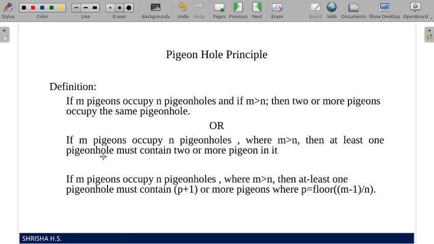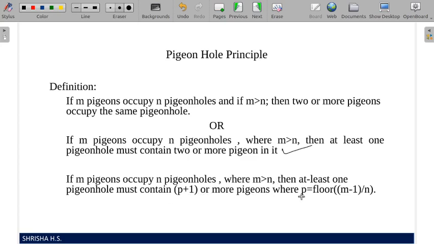Read this definition: if m pigeons occupy n pigeonholes where m is greater than n, then at least one pigeonhole must contain 2 or more pigeons. These two are the same, just a different presentation. Now we'll see it in a more mathematical way. If m pigeons occupy n pigeonholes where m is greater than n, then at least one pigeonhole must contain p plus 1 pigeons.